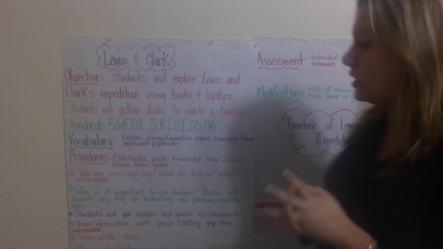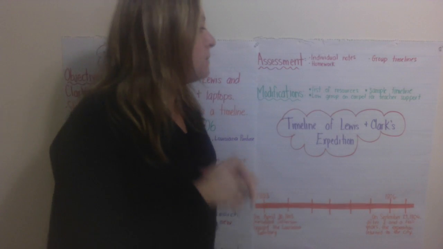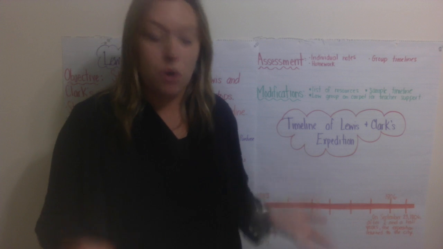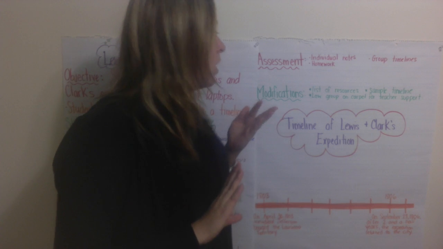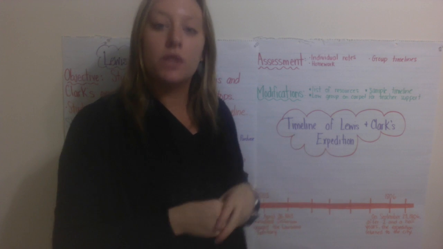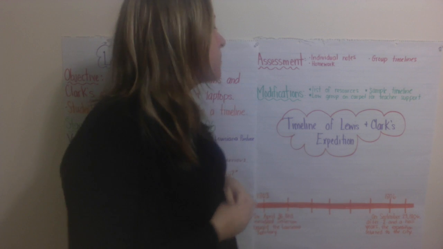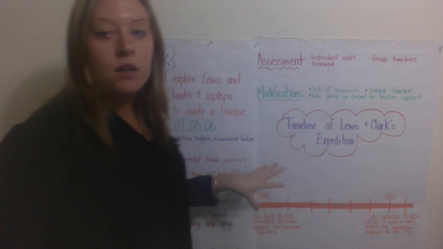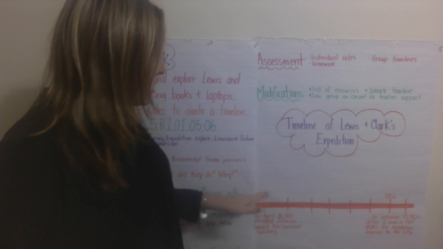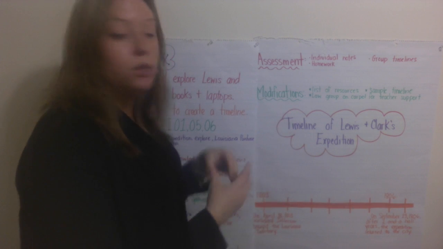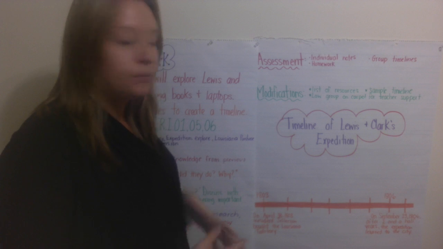So some modifications. For my lower level students, I made sure to have a list of online websites that I could use in case they couldn't find their own. I also had a low group on the carpet with me so I could be walking around helping them with their laptops if they needed my support. Another modification I did for my lower students was I had a sample timeline for them. I had a starting date and an ending date for them, so then they just had to find the dates in between, which helped them get started.